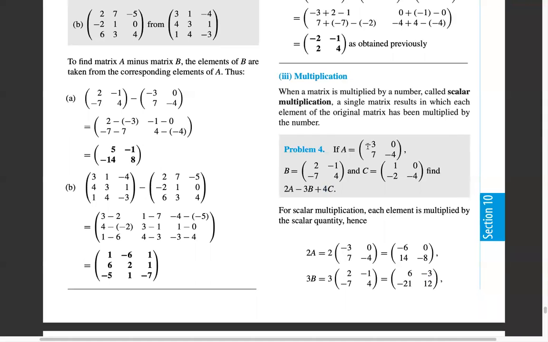So if A is this, -3074, then 2A, you just double everything. This is going to be -6, which is here. This could be, well, 0 times 2 is 0, which is here.